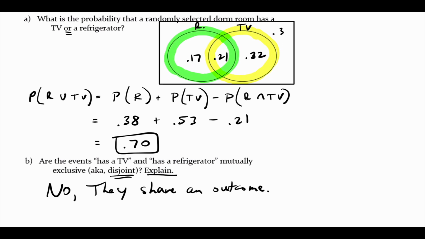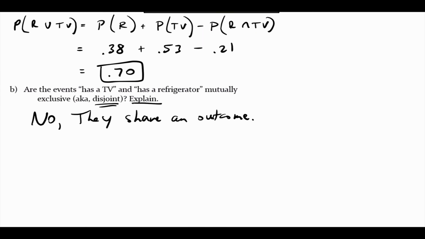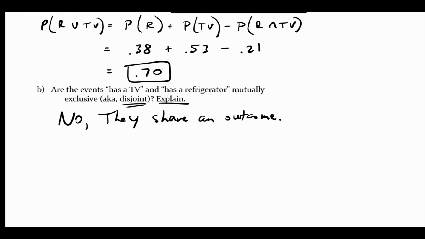Disjoint is the same thing as mutually exclusive. Sometimes they call it mutually exclusive. Sometimes they say disjoint. They mean exactly the same thing. So sometimes on a test, you'll see disjoint. Like, what does that mean? It's the same thing as mutually exclusive. Disjoint is more of the probability term. Mutually exclusive is more of the term we use a lot in our vocabulary.